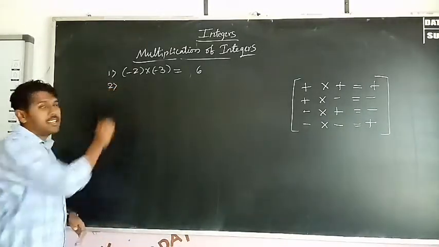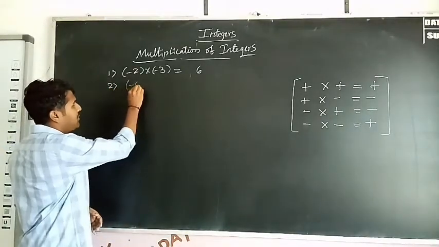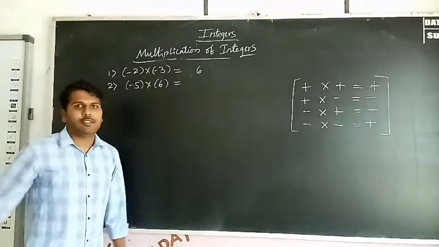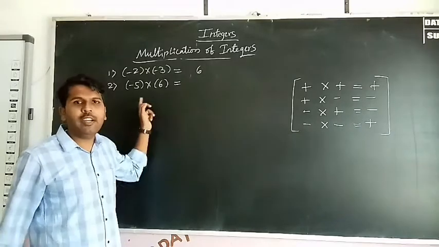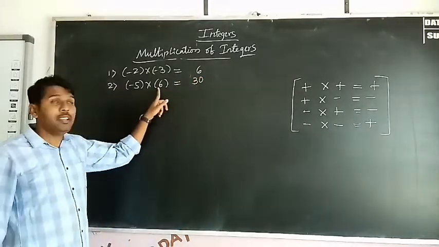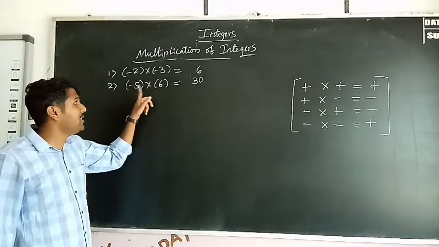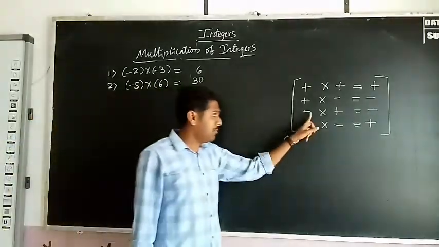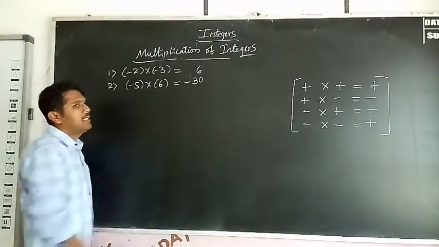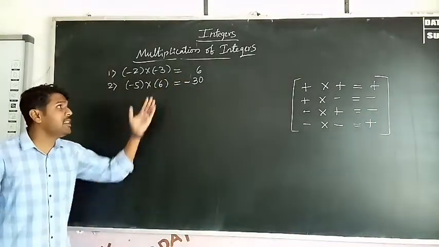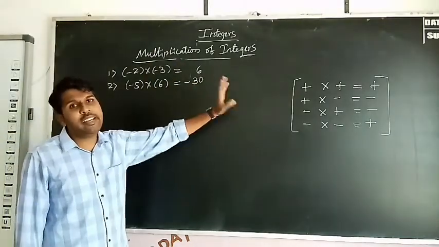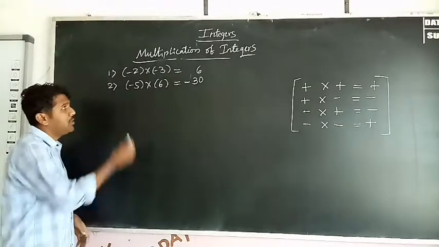Let's take another example: minus 5 into 6. First we multiply the numbers, 5 into 6, 30. Then the signs: minus into plus. What will be the sign? Minus. So minus 30. So this is the way of multiplying integers. First we multiply the numbers, after that multiply the signs.